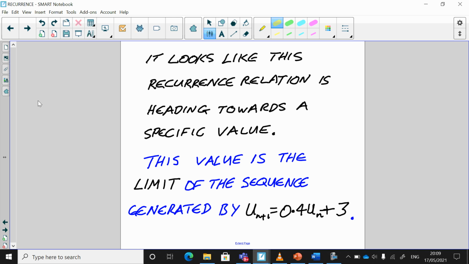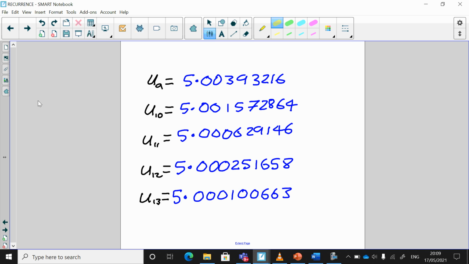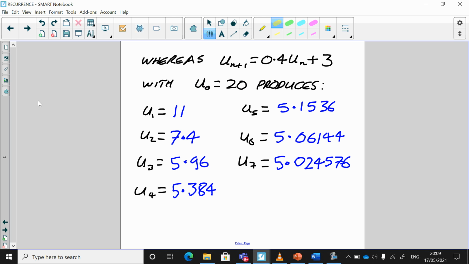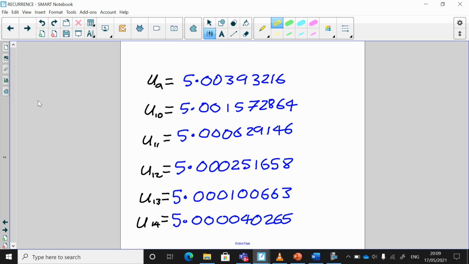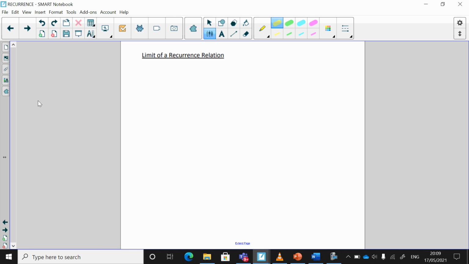So, if there is a specific value, this is referred to as a limit. And so this sequence that we're interested in, un plus 1 equals 0.4 un plus 3. Let's go and see if we can find that without having to go through the process of generating all these numbers. Is there a method? Yes, there is. It's a limit of recurrence relation.